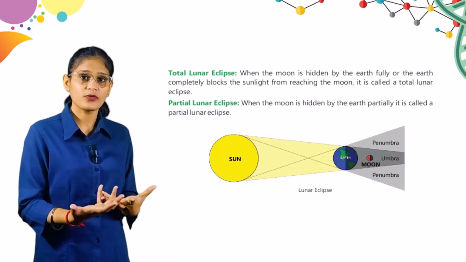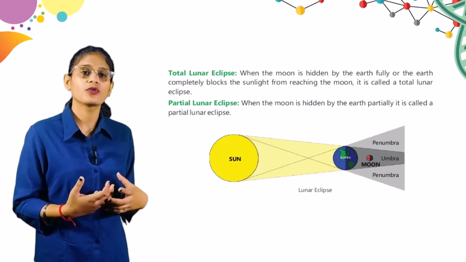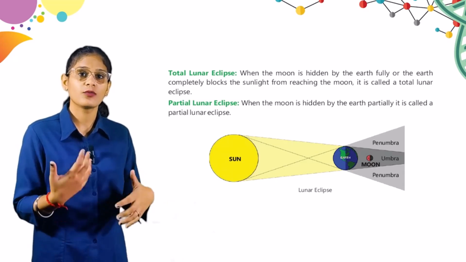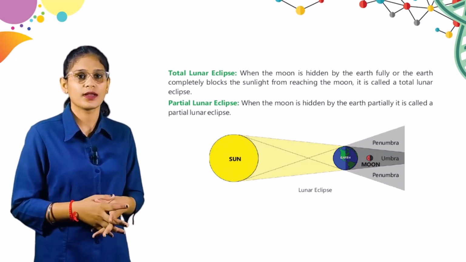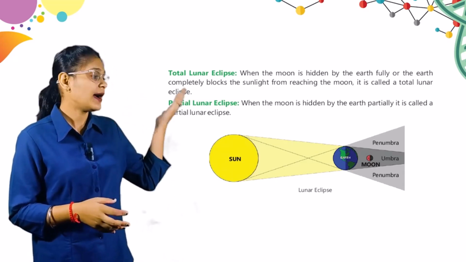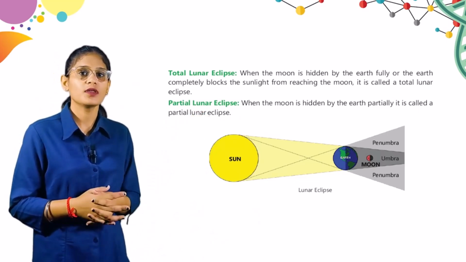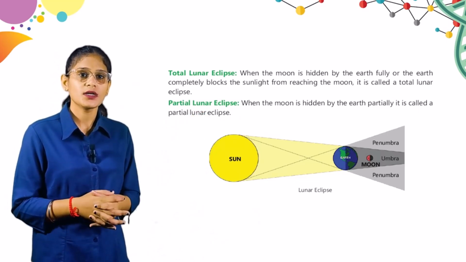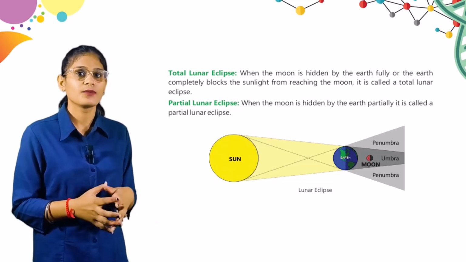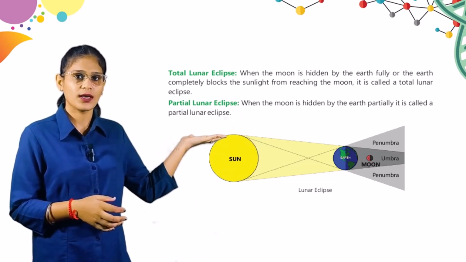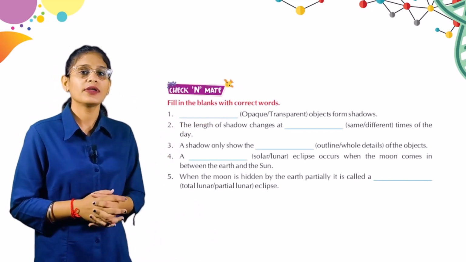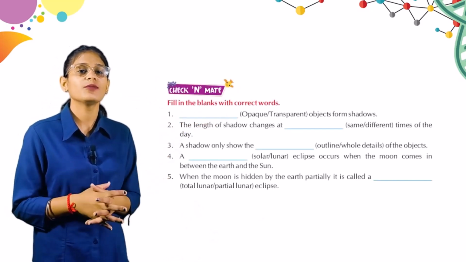So student, जब अर्थ जो है वो completely लाइट को जो है ब्लॉक कर देती है सनलाइट को from reaching the moon, that is total lunar eclipse. Now we have partial lunar eclipse. When the moon is hidden by the earth partially, it is called a partial lunar eclipse. Look at the picture, it is a lunar eclipse. Now we have check and mate, as we already read about these things, so you can do it by yourself.